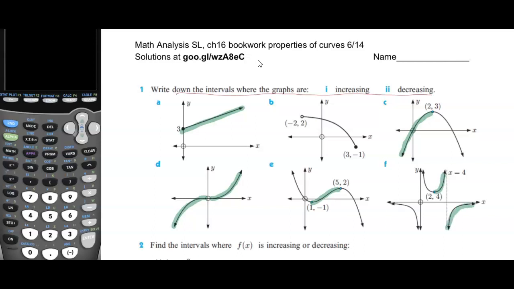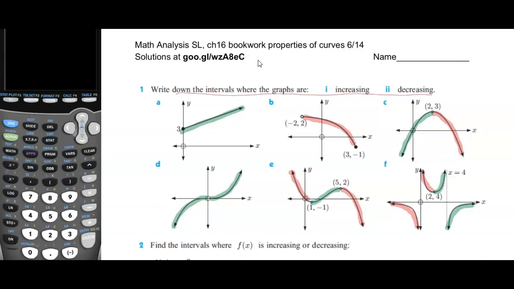Now I'm going to highlight the parts that are going down in red. Going down. Going down. Going down.